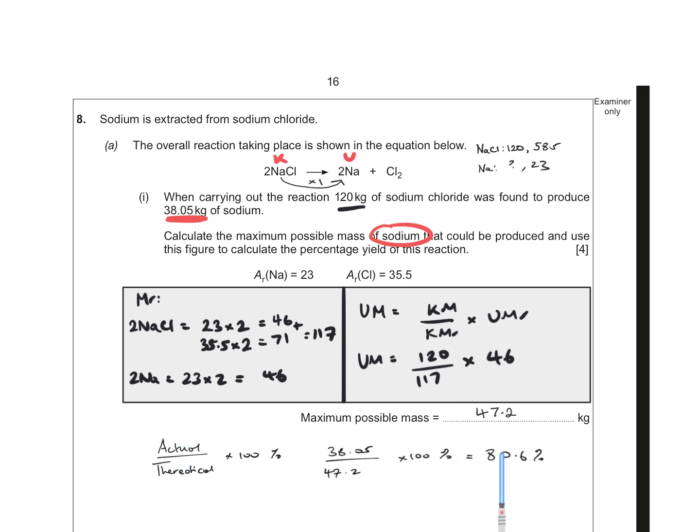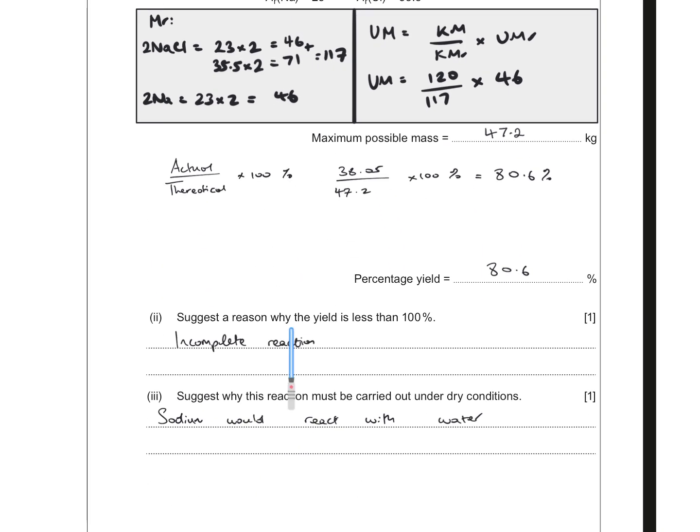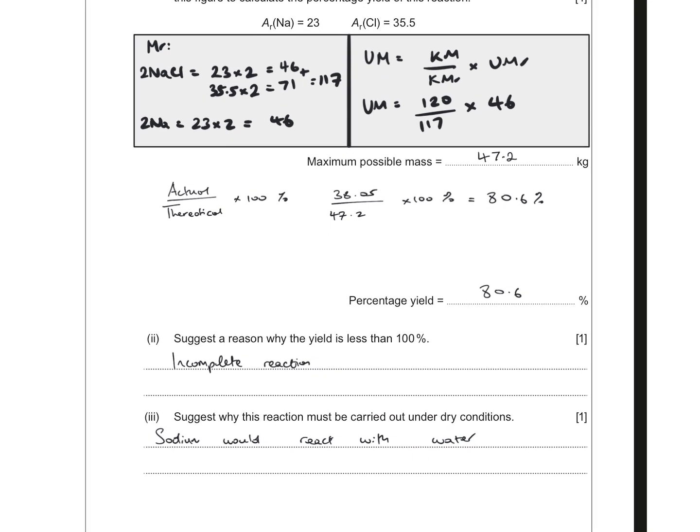I then do the percentage yield. So what did I actually make, divided by what in theory should have been made, times 100. So I do 38.05 divided by 47.2 times 100, which gives me 80.6. Suggest a reason why the yield is less than 100. We're always going to put here incomplete reaction. And suggest why this must be carried out under dry conditions. Well, guys, we're using sodium, and sodium will react with any water or moisture.